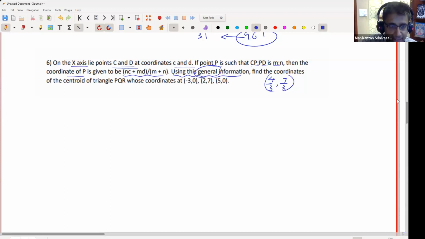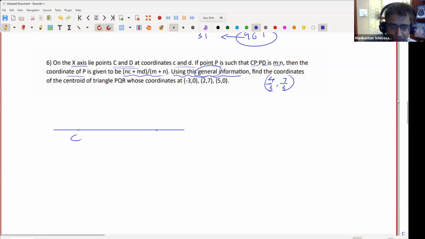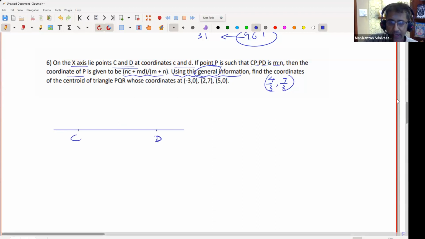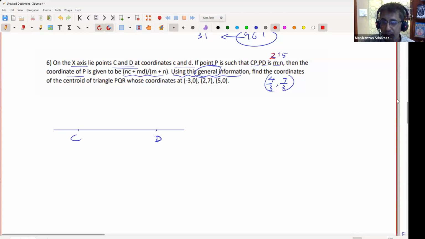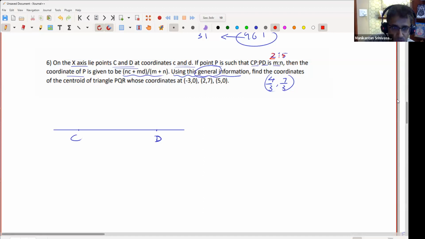If I have an x-axis, or some line, it doesn't even have to be the x-axis, and 2 particular points are given, this is C and this is D. Always replace with some numbers so that you get an idea. And CP is to PD is, let's say, 2:5. No one is giving that, but I'm just saying it so that you understand what's happening. So 2:5 will fall somewhere here. This is CP is to PD is 2:5.